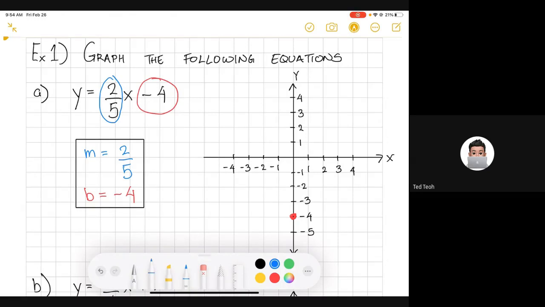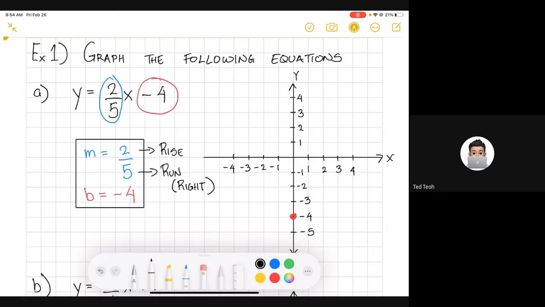Now from there, I need to use the slope. The slope is made out of two words. The first word is rise, and the second word is run. When we're graphing, we want to remember we're always going to run to the right. It's kind of easy: the word run starts with the letter R, and the word right starts with the letter R.